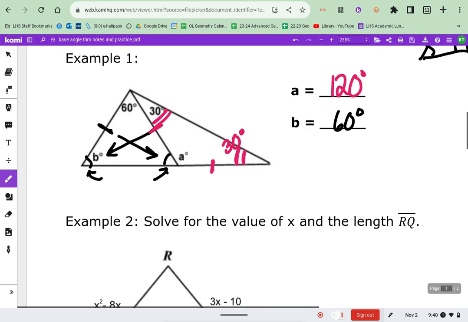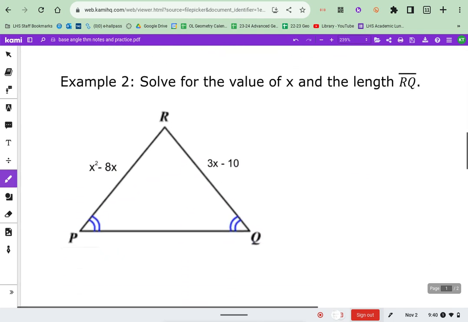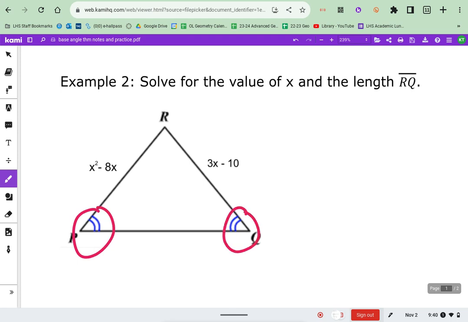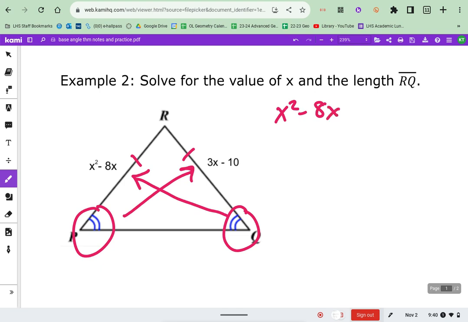Okay, let's try another one. Example 2 says solve for the value of x and then the length of RQ. If we're solving for x first, we have to figure out how those two sides are related, where the x's are. We can do that because these base angles are marked congruent, which means that the sides across from them are also congruent by the base angle converse theorem. So I can mark those two sides congruent. And if the sides are congruent, we can set them equal to each other. So x squared minus 8x equals 3x minus 10.